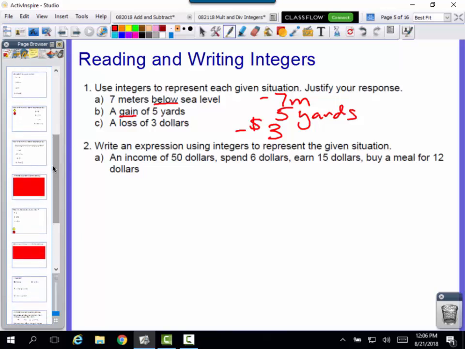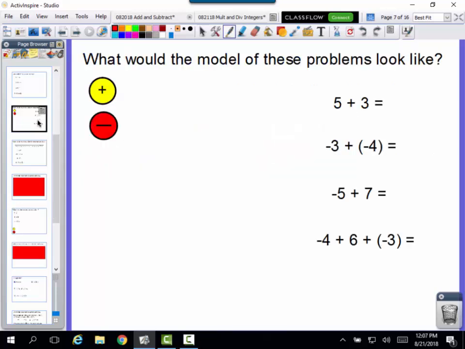Let's talk about adding and subtracting because that's the main thing we're dealing with today. The first thing I'd like to look at is how to model these problems. Let's take this first problem of 5 plus 3. We now have to think not only about 5 plus 3, but what kind of 5 and what kind of 3. This is a positive 5 and a positive 3.